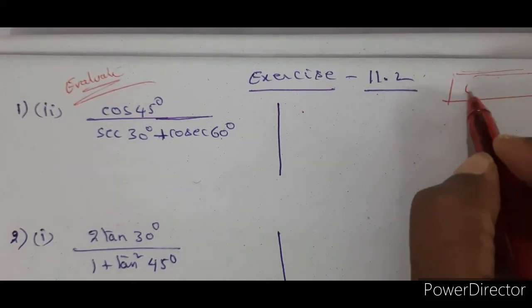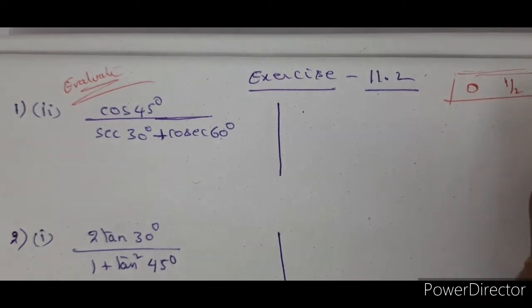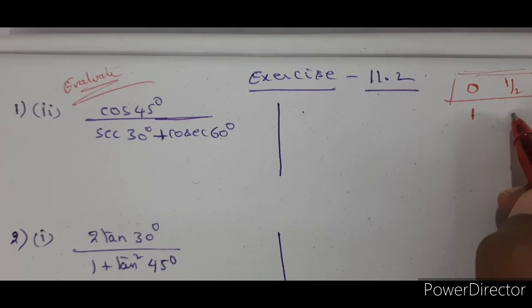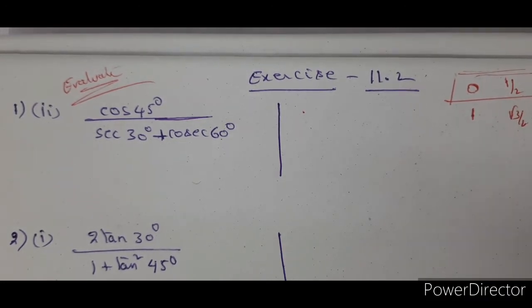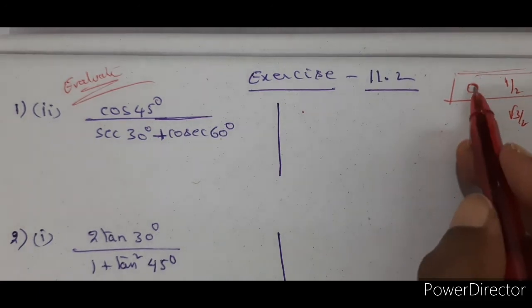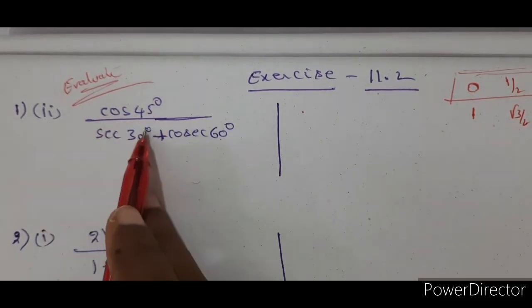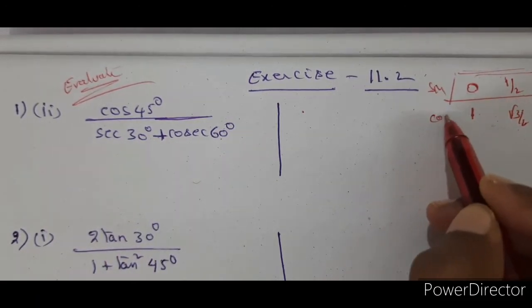So sin 0 is 0, sin 30 is 1 by 2, sin 45 is 1 by root 2, sin 60 is root 3 by 2, sin 90 is 1. Now cos is 1, root 3 by 2, 1 by root 2, 1 by 2, 0. Now sin by cos is tan. Do we need tan? No, we don't need tan. We want cos.